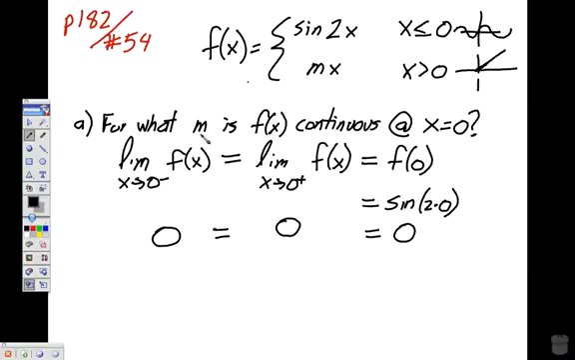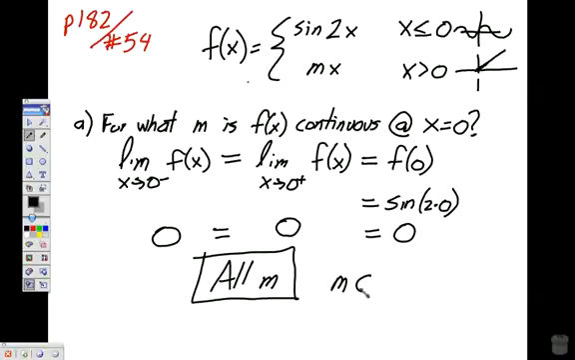Did it matter what value of m we put in? It didn't. Even if this was 100 million times a number that's getting infinitely small, it's still approaching 0. So for what value of m is f of x continuous? All values of m. m can be any real number, and we're still going to get continuity. m is a member of the real numbers. Okay, there we go.